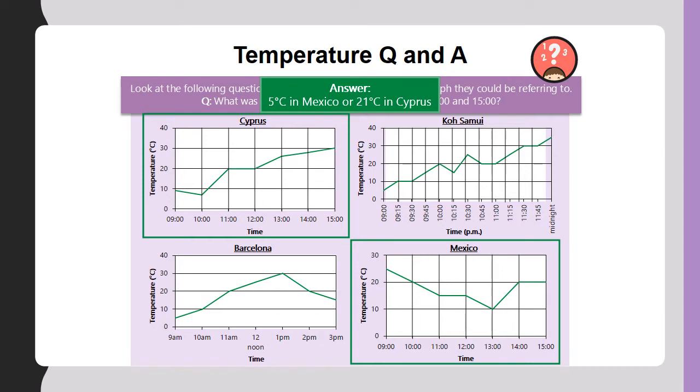So you might also have said Barcelona there, because we know that 3 p.m. is the same as 1500 hours. But in this case, the times are going to be written in the same format as those written on the line graph.